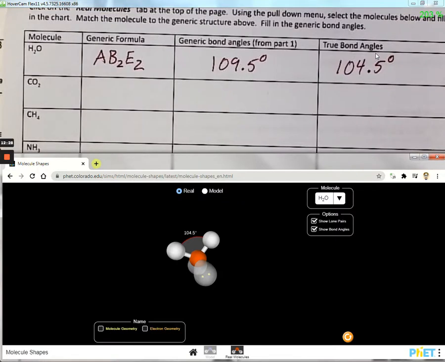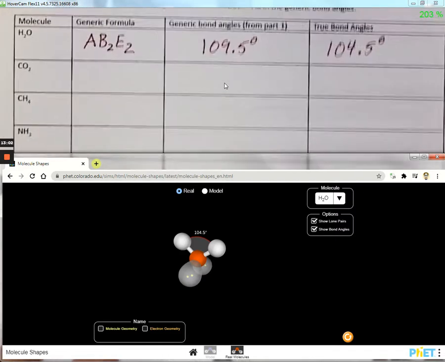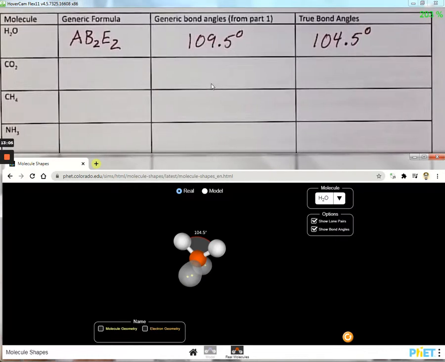So the point of that is just to show you that the models are not always going to line up one-to-one with what you actually find. And sure enough, you can double check that. When I click model on this tab here in the real molecules thing, 109.5 is, if I stop my smoke maybe, 109.5 is the bond angle that they expect me to find versus what's really there in the water molecule. So you'll do something similar on the rest of these that are in this table on part 2.